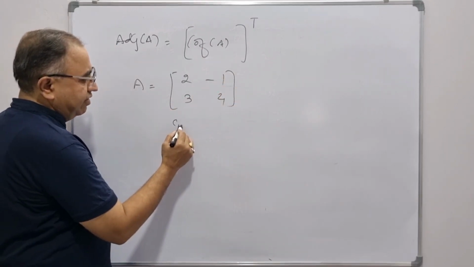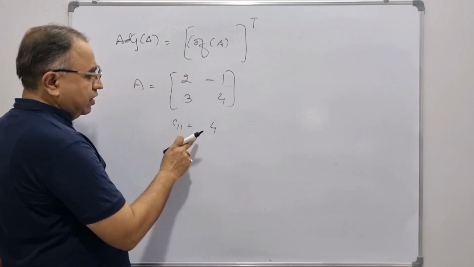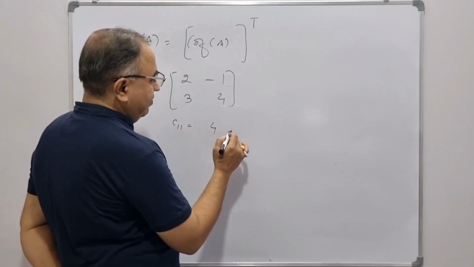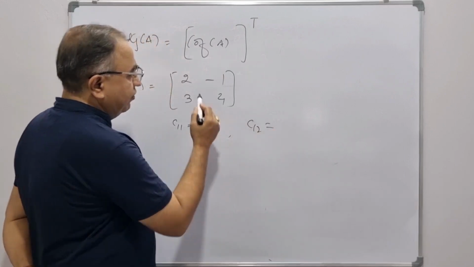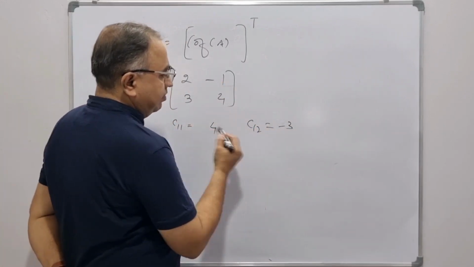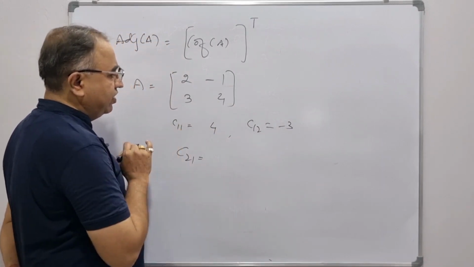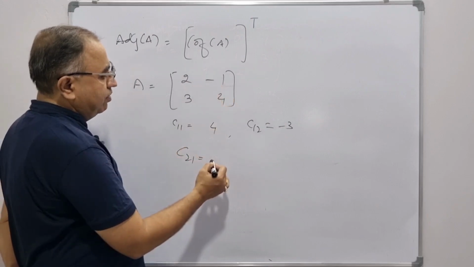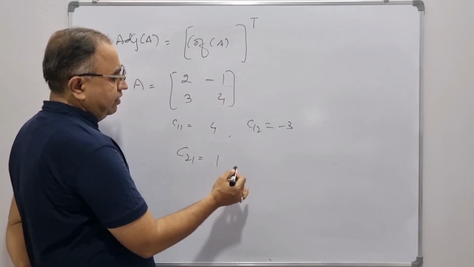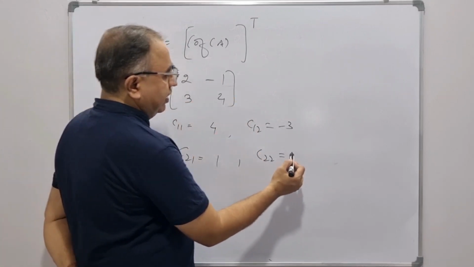So we find out cofactor C11. Suppress first row, first column, it is 4, multiplied by plus. C12: suppress first row, second column. What is it? 3, but it will be minus 3 because 1 plus 2 is odd. C21, it's again odd, so the sign will change. Suppress second row, first column: minus 1, and minus 1 into minus 1 is plus 1. C22, suppress second row, second column, it's 2 only.